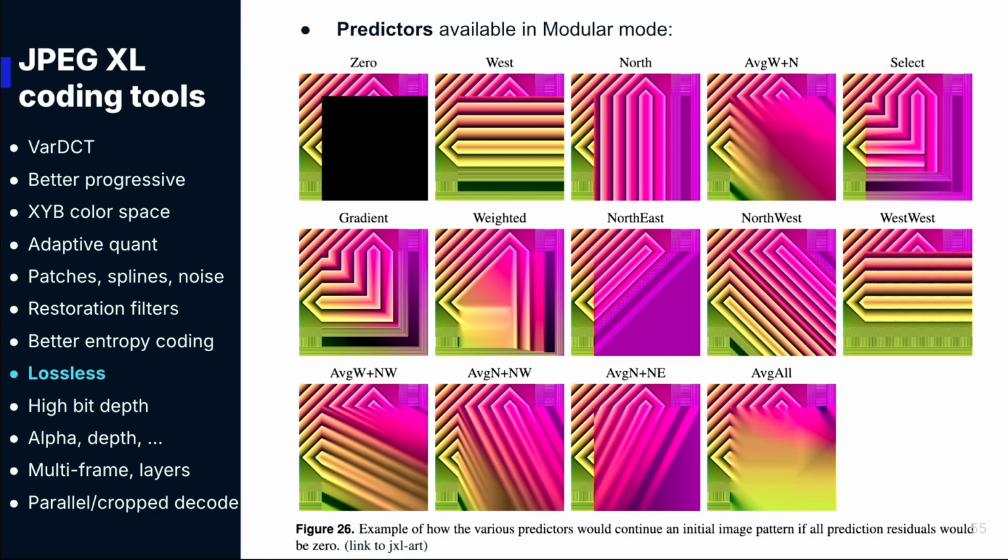What you see here is what the predictor would predict for the region that is black in the top left. It's black there because that predictor is predicting 0, which is black. But in the others, it's predicting something else. And this is useful, of course, to reduce the amplitude of the residuals that need to be encoded.